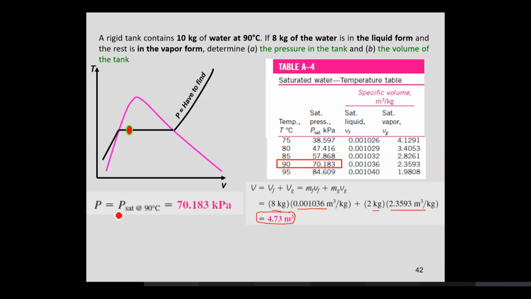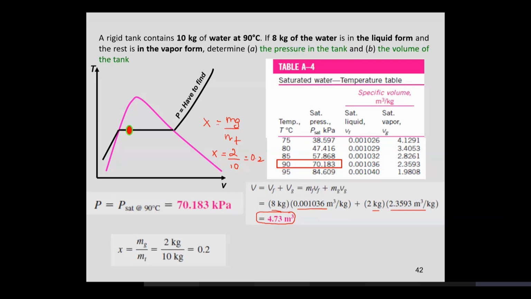Another way is you use the property known as quality, which is X. X, you know, is nothing but mass of vapor divided by the total mass. So X is essentially 2 divided by 10, which is nothing but 0.2. So the first thing is you find out the quality.